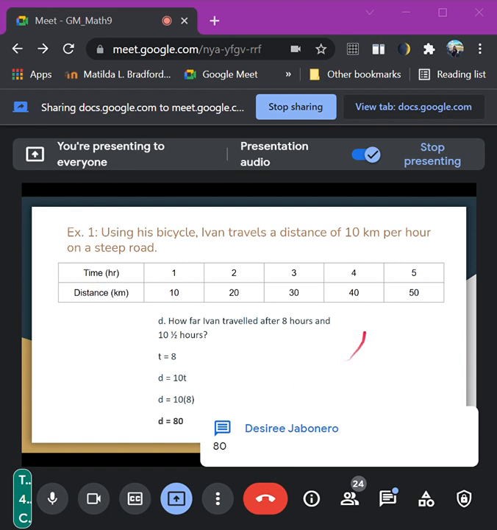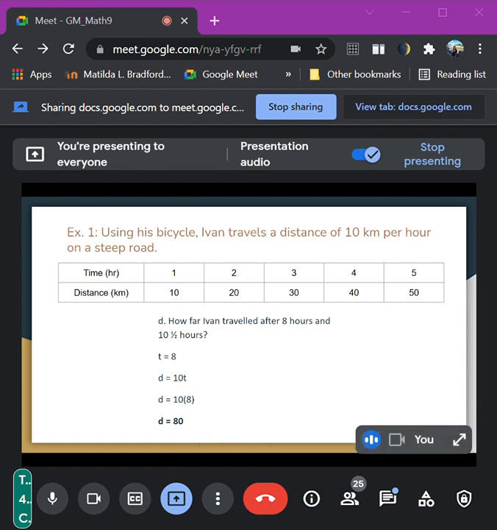So meaning to say, if Ivan traveled 8 hours, he will have a distance of 80 kilometers. Okay? So that is the answer, 80, for T equals 8. Now, how about 10 and a half hours, class? So you have there 10 times 10 and a half. What's the answer there?